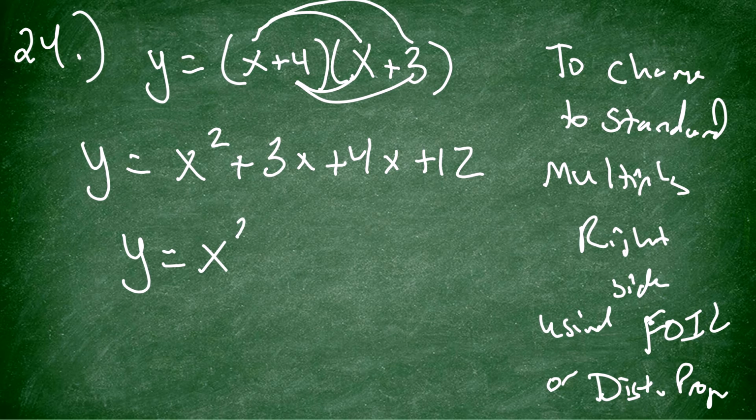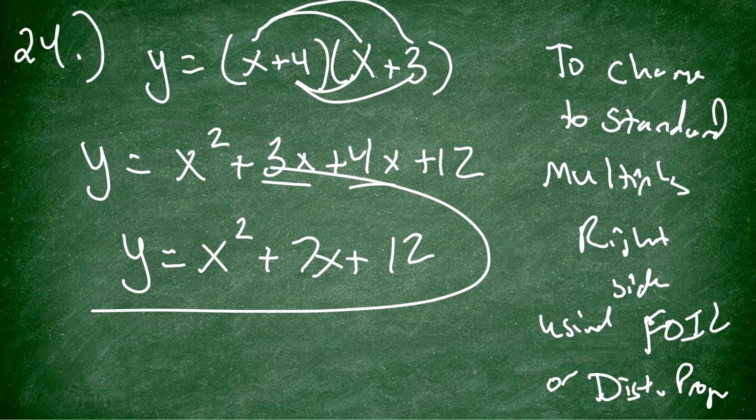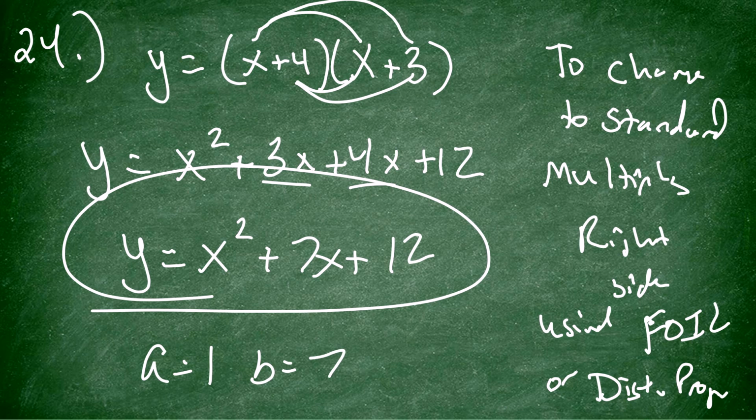So y equals x squared. Remember, the x's go together, plus 7x, plus 12. That's in standard form. That's it. Like if you wanted to find a, b, and c, a is 1, b is 7, c is 12. That's it for 24. That's it for the homework.